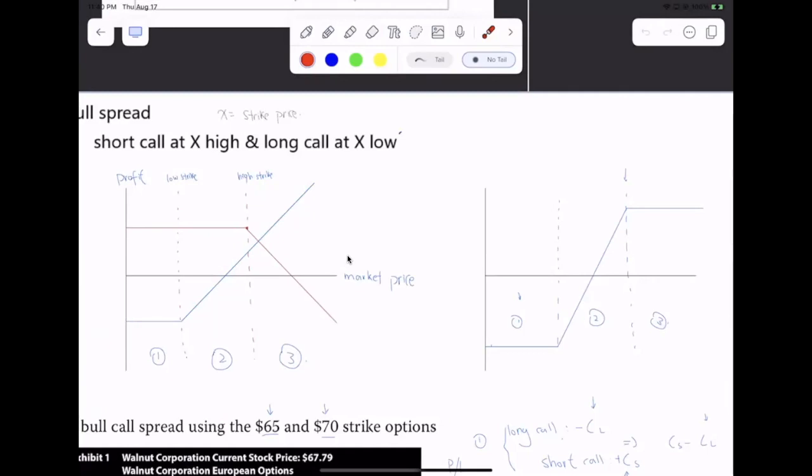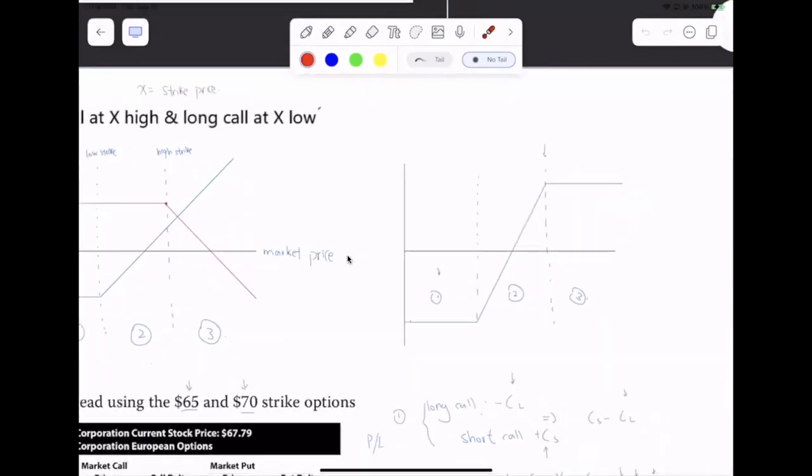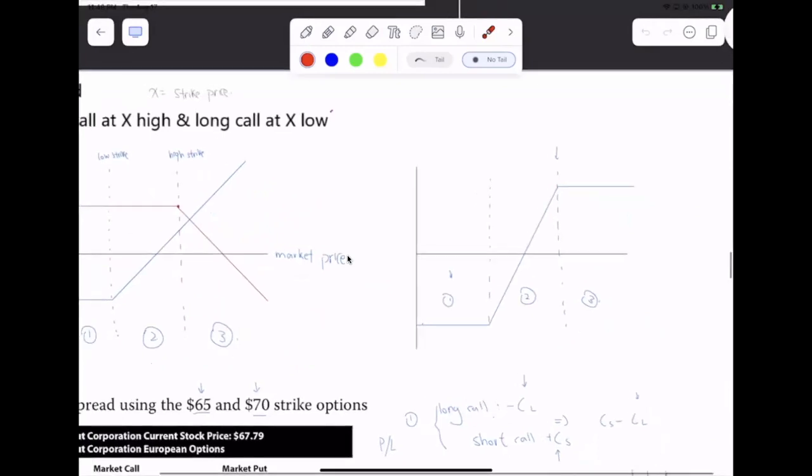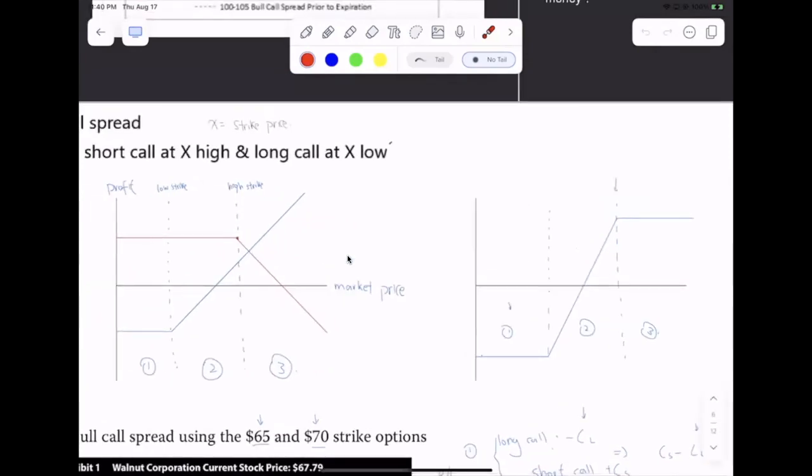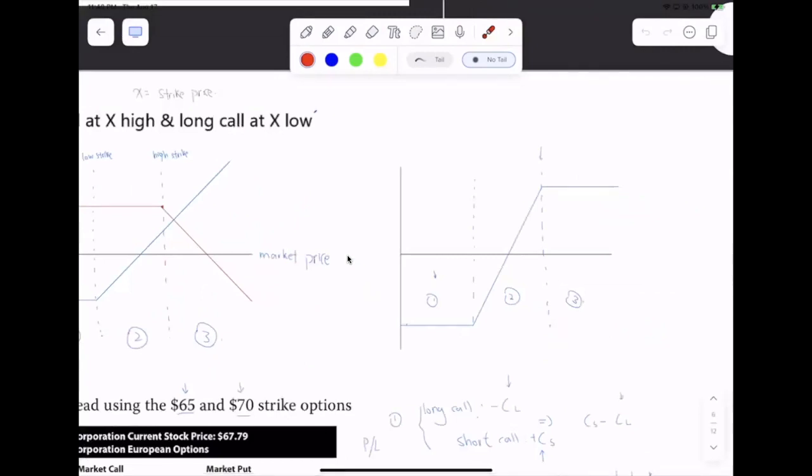In the second segment, the short call option has not been exercised yet, whereas the long call option has been exercised and is making money. Hence, we have a positive linear trend in the second segment, meaning that this combination is making more profit. In the third segment, one is going up, one is going down. Hence, we have a locked profit.